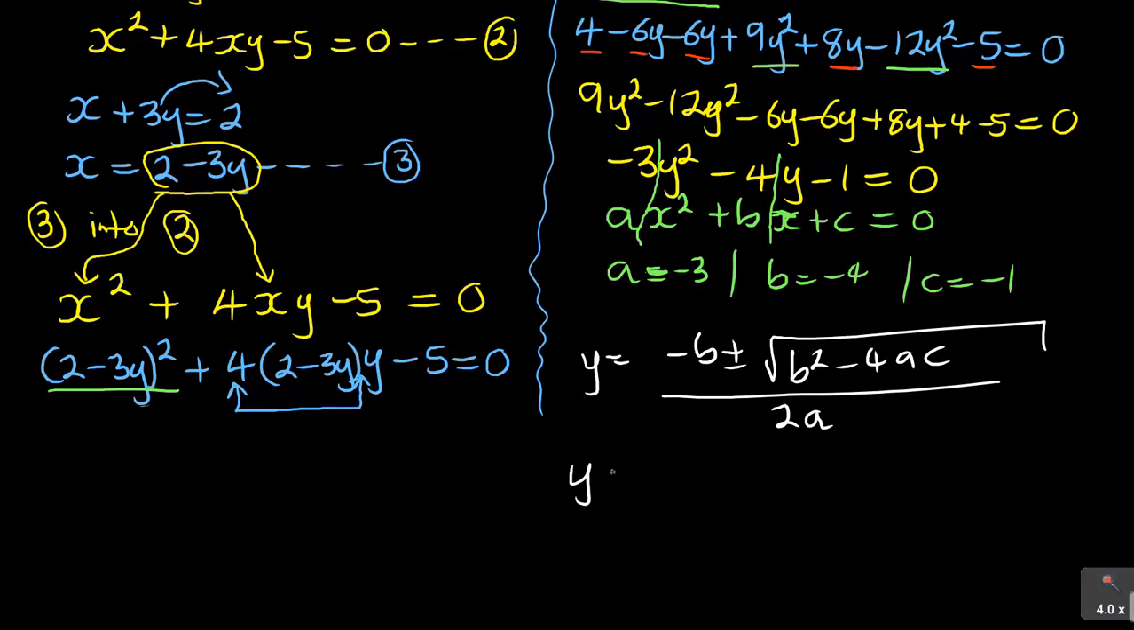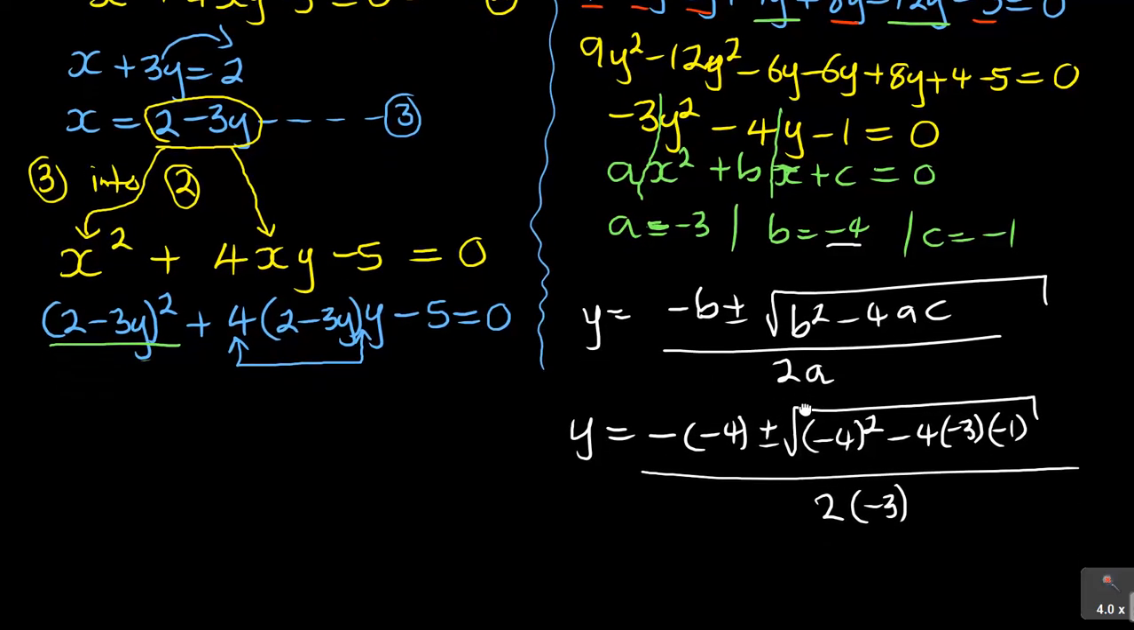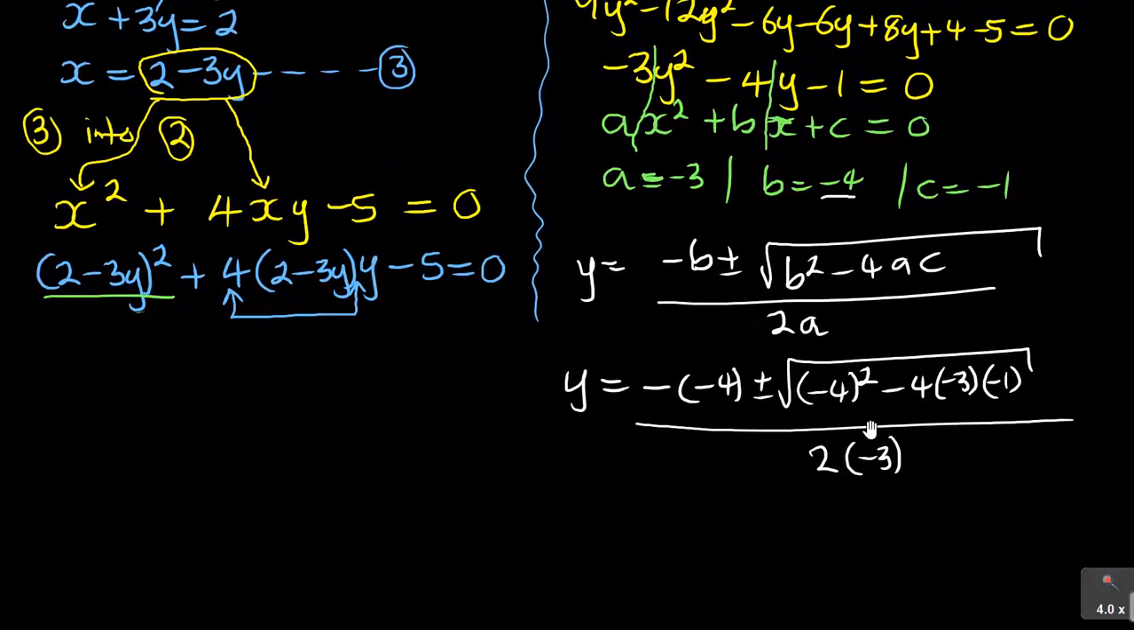So you're going to say your y there is minus b. So it's minus, and the b is also having its own negative. That's why it's that bracket. Plus or minus, negative 4 squared, minus 4. My a, this time, is also negative 3. My c is also negative 1. All over 2, and my a is negative 3. As you can see, the aim of this is to make sure you make some errors.